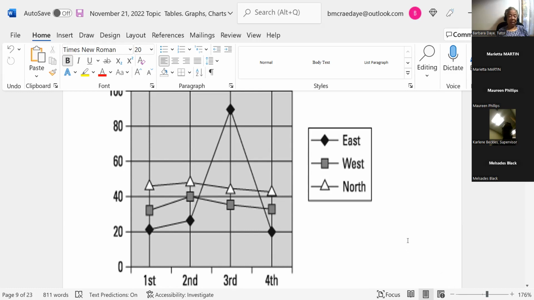Okay, now let me ask you another question. In the second quarter, a region had 40 in sales. What region was that, Maureen? Oh, we should have an easy one. West. Oh yeah, it was west because there's 40 and there's a square, there's a west, and there's the second quarter. That's right.